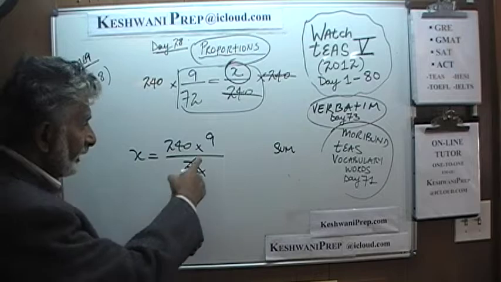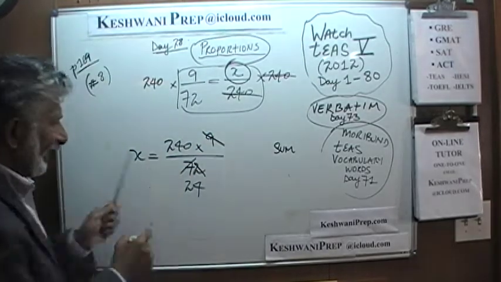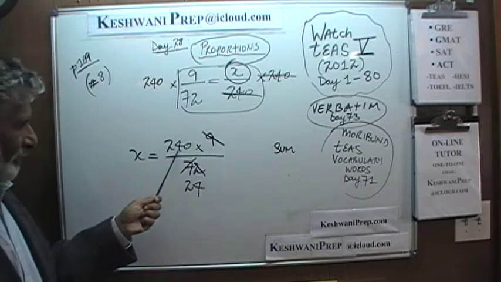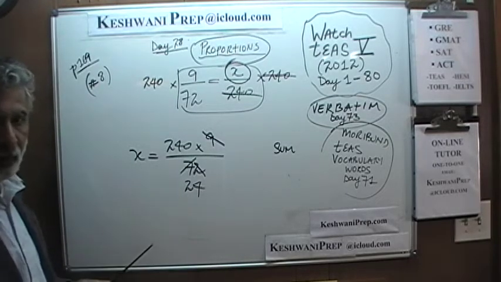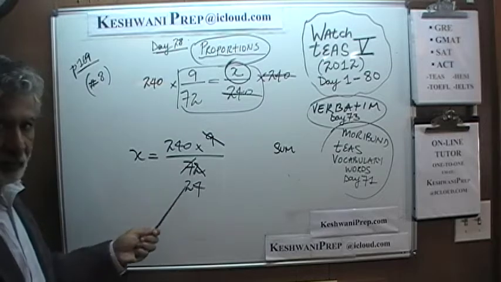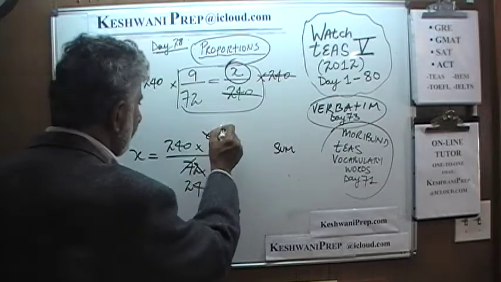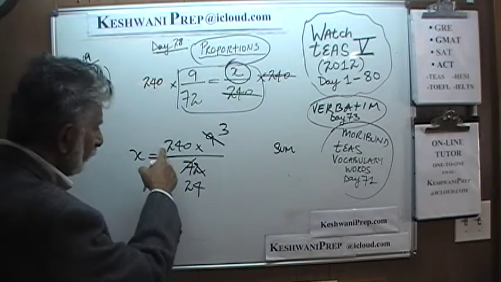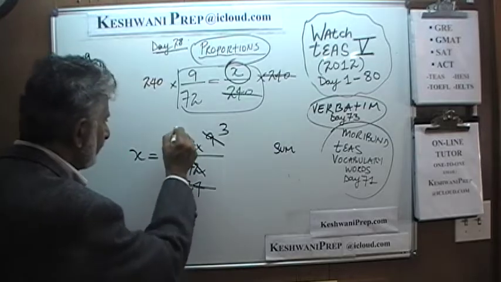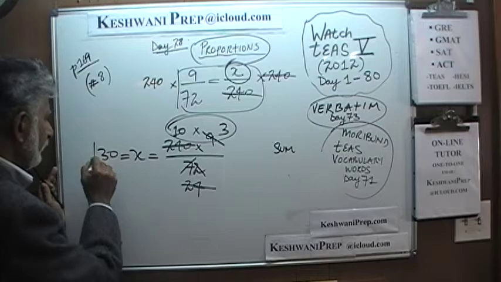Since we divided the bottom by 3, we must divide the top by 3. I'm going to use this one, not that one. I'm saving that one because, as you can see, it's a nice multiple of 24, which I did not realize as I was doing it. I realized it. So let's not squander it. If we divide 9 by 3, it becomes 3. And 240 divided by 24 just becomes 10. 10 times 3 is what x is. X is equal to 10 times 3.